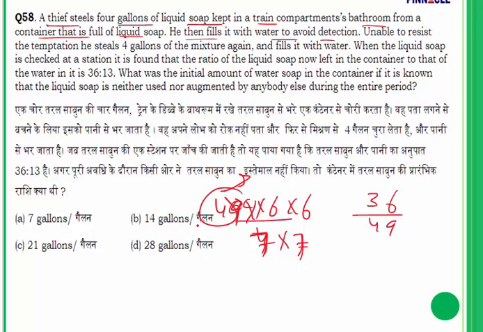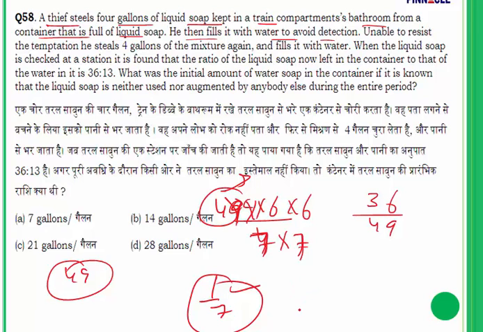What is 49? 49 is the initial, you can say, initially, and then 6 more 7 remains. It means what has been taken from this total solution: if it is 49 parts, then 1 minus 6 by 7, that is 1 by 7. So 1 by 7 part has been removed. Ultimately 1 by 7 in the first case and 1 by 7 in the second case, and 6 by 7 would remain.